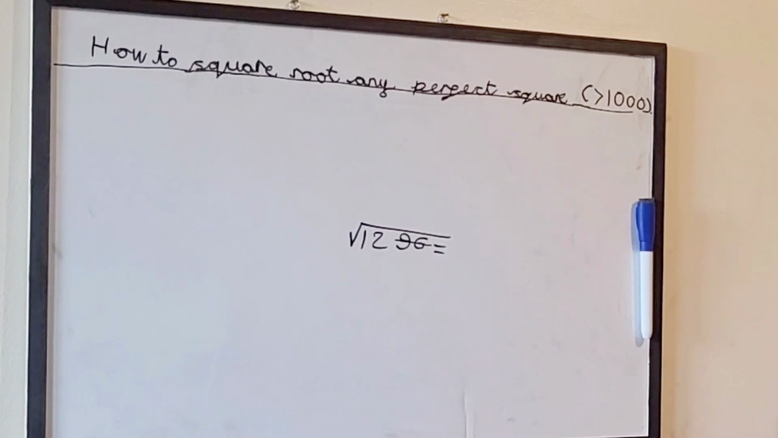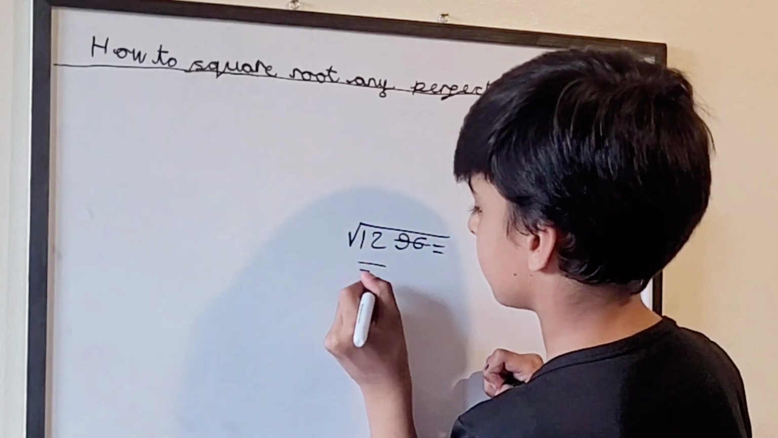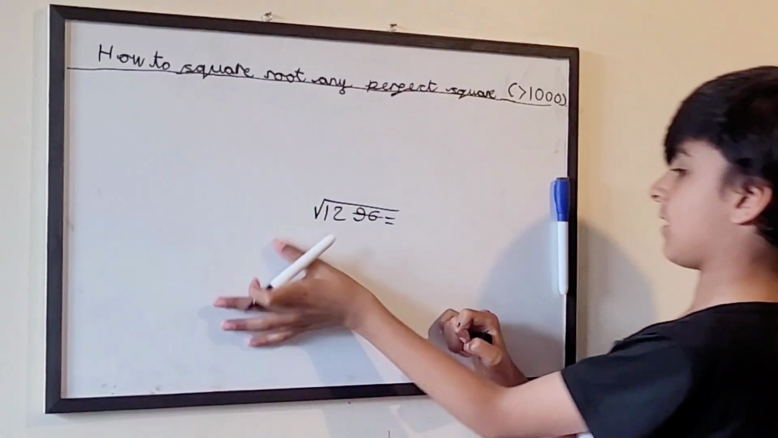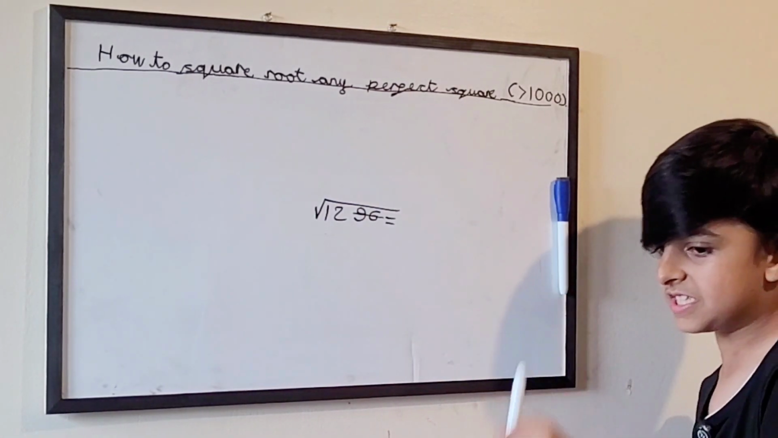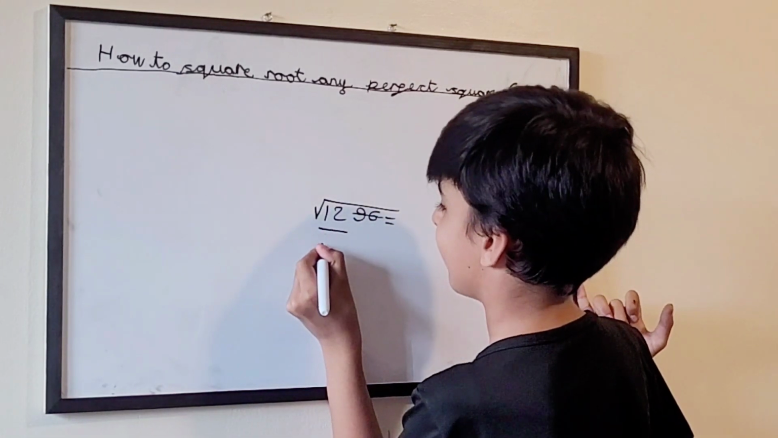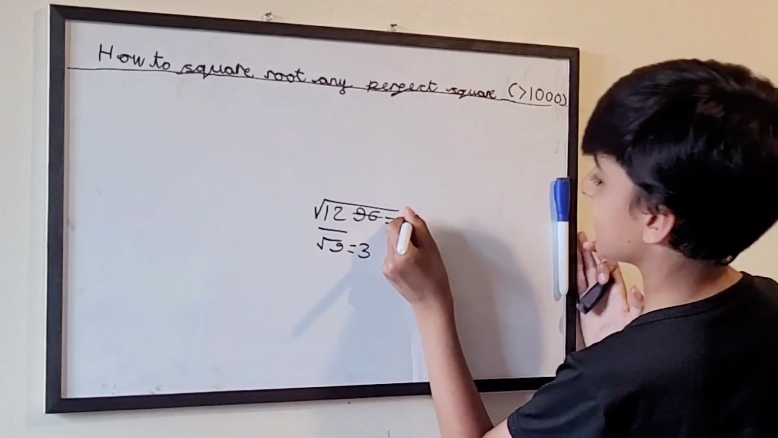It's somehow just like 3.4 something. So we know this, 3.4. We don't do that. We find the closest perfect square which is smaller than this number. Over here, it's 9. The square root of 9 is 3. Our first digit of the answer is 3.